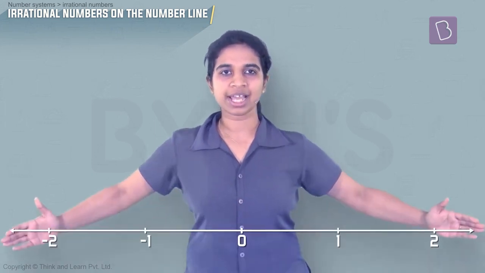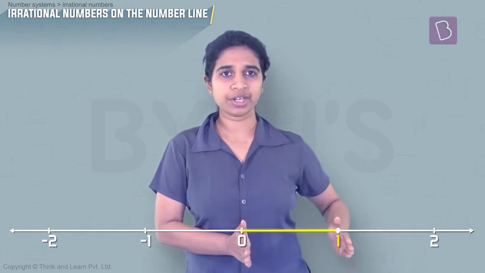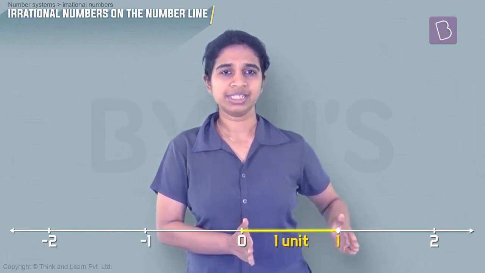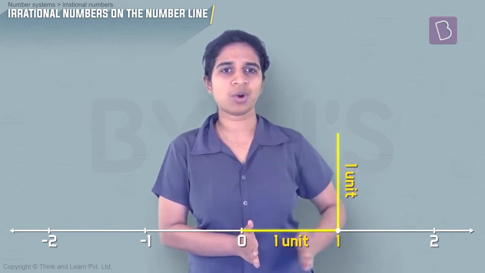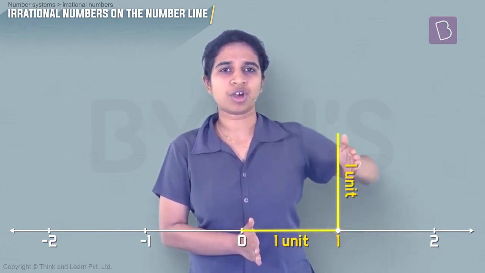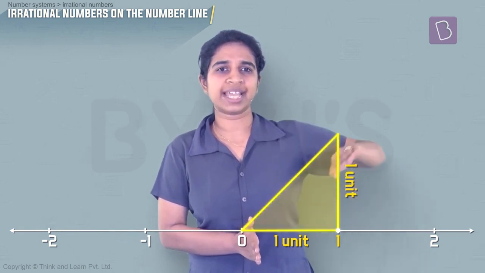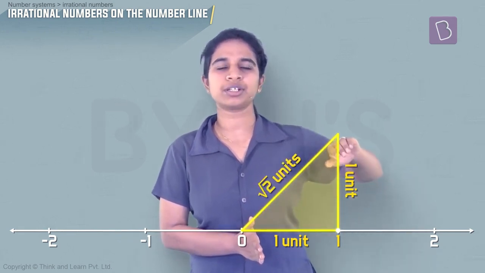So let's take a number line. The simplest way to plot it is from 0. I'll take 1 unit on the positive side of the number line and 1 unit on top, right? So I have 1 unit here and 1 unit on top. Now what will the length of this diagonal be? Root 2, simply because of Pythagoras theorem.